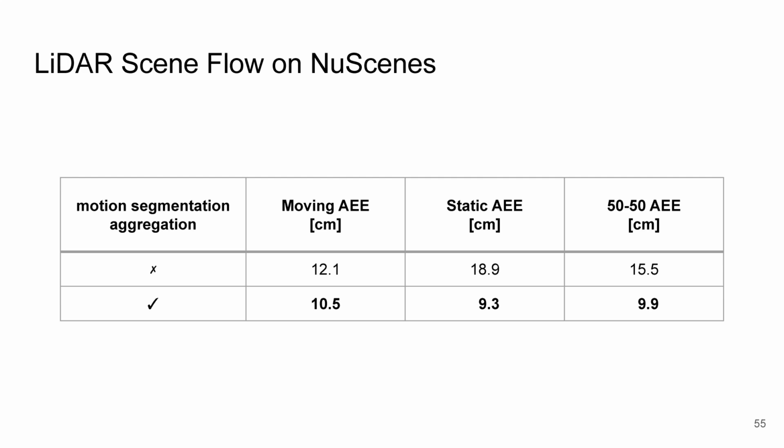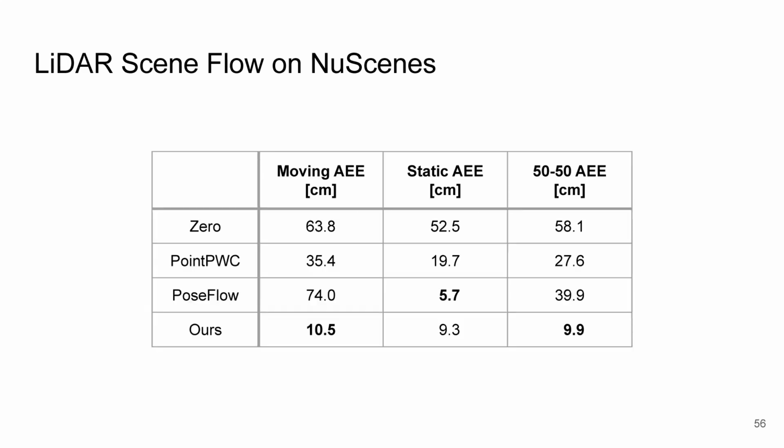The motion segmentation and aggregation helps to produce very accurate static scene flow. In addition, the added regularization through our losses and the motion segmentation task helps the network to also better perform on the moving objects as well. We also evaluated the baseline methods on the nuScenes dataset. With nuScenes being much sparser, those methods really suffer and are therefore not suited for this task.